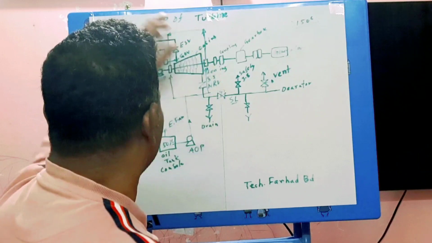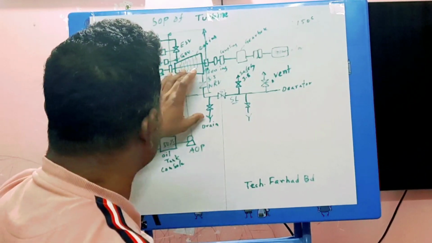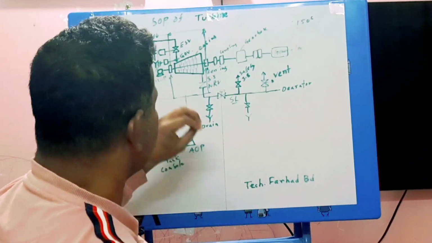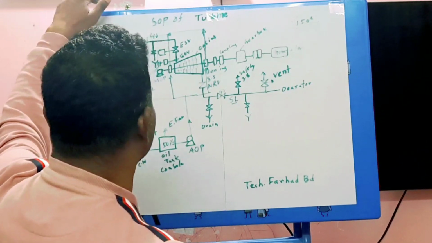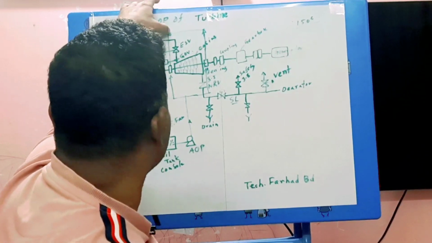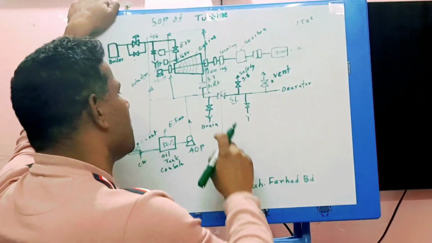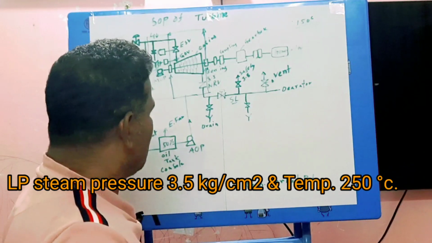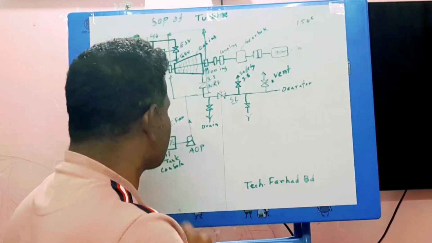You have to check this SL pressure. After opening this turbine bypass valve, you have to check the exhaust pressure and the low pressure steam pressure and temperature. After opening the bypass valve, this side temperature will slowly increase. In our plant we use inlet steam pressure of 40 kg and temperature of 380 degrees centigrade, and low pressure steam pressure of 3.5 kg and temperature of 250 degrees centigrade. After opening this bypass valve, you have to check the exhaust pressure and exhaust temperature.